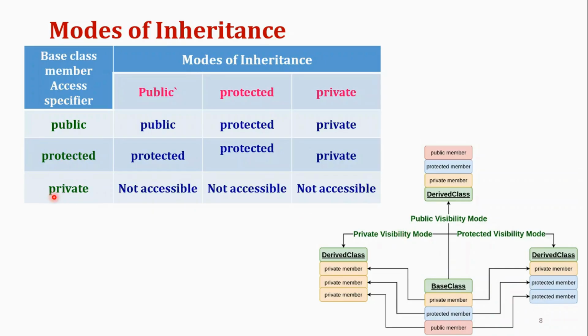So private is never inherited to any of the subclass, child class, or derived class. Only public and protected can be inherited in the three modes.